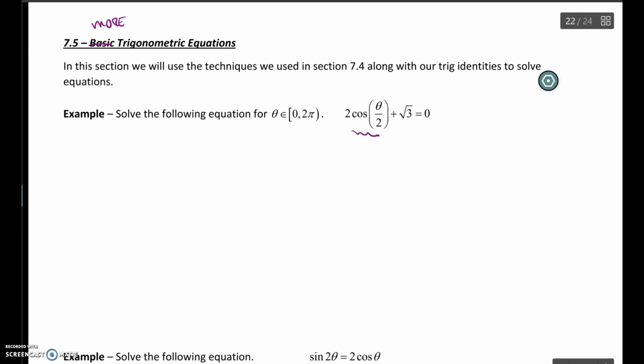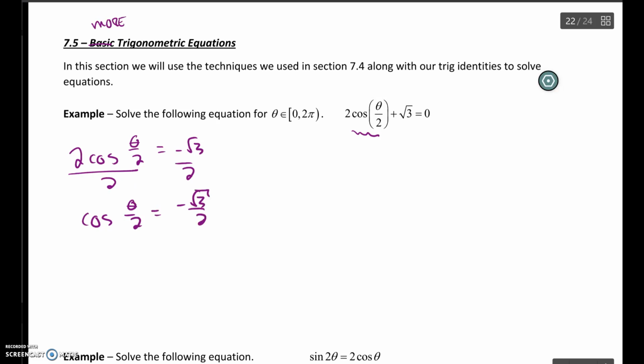We got the cosine of a half angle. 2 cosine theta halves equals negative square root of 3. Move the square root of 3 over, divide by 2. Cosine of the half angle is equal to negative square root of 3 over 2. All right, so we're just going to solve for this angle. It's a half angle, but it's still just an angle, so let's just solve for it.